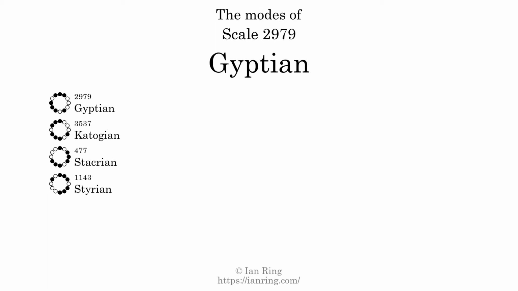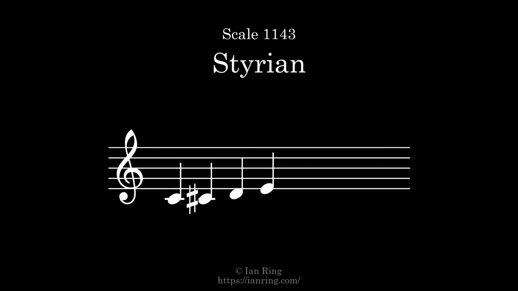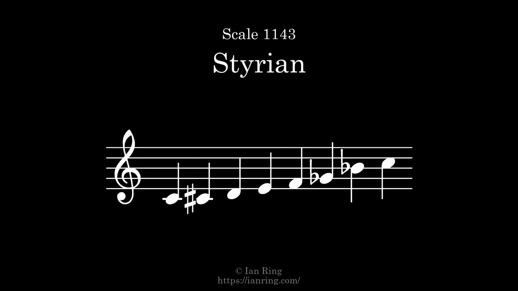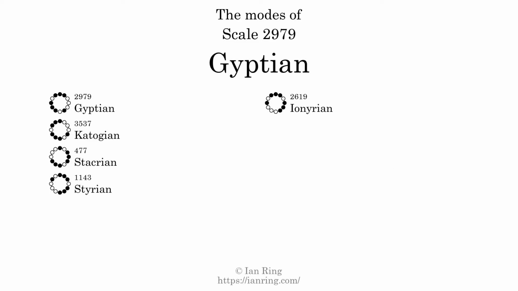The fourth mode is scale 1143, also known as Styrian. It sounds like this. The fifth mode is scale 2619, also known as Ionarian. It sounds like this.